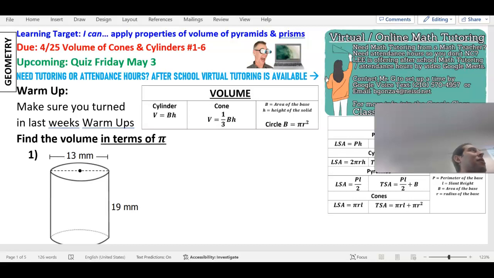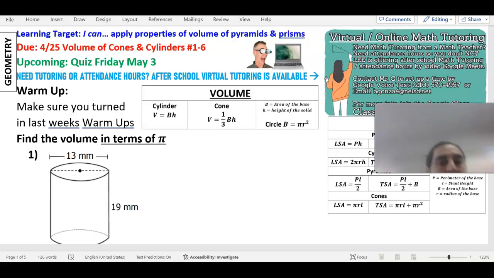By the way, the assignment from yesterday, 425 volume of cones and cylinders. You should turn that in as soon as you can. We're going to have a quiz on Friday over volume, right? And let's do this warm-up real quick. Notice how it says find the volume in terms of pi. Do y'all remember how to do terms of pi? You just don't type it in the calculator, and you make sure you write it down, though, okay?